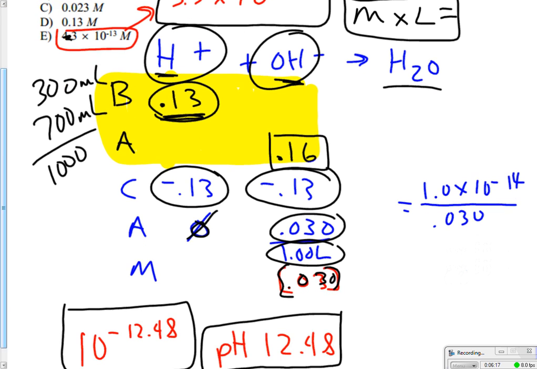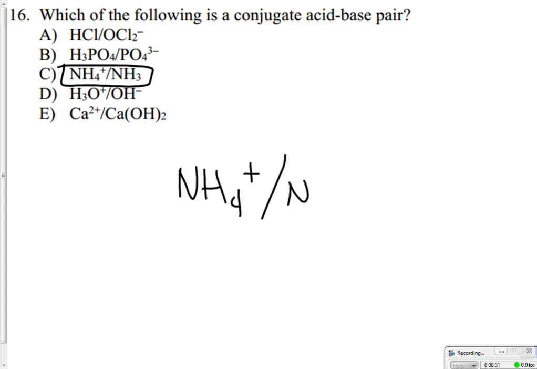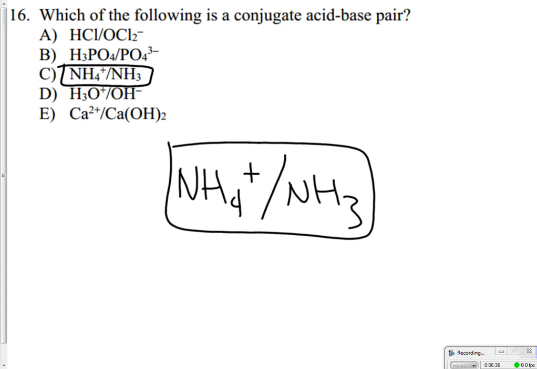Next one, which of the following is a conjugate acid-base pair? Conjugate acid-base pair, the difference is a single H between them. So if you look right here, this represents a conjugate acid-base pair because I have NH4 plus and NH3. That is a conjugate acid-base pair simply because that has 4 H's, that has 3. The other atoms in the molecule are exactly the same. So that's the definition of a conjugate acid-base pair.